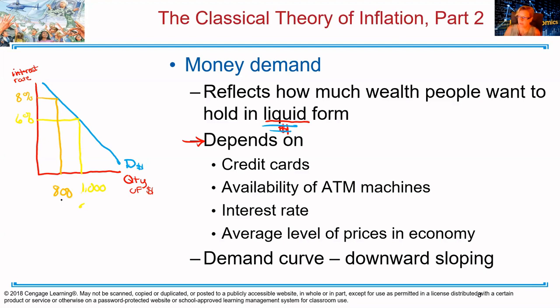Now let's think about why that would be true. Because people don't want to hold money in its liquid form because the opportunity cost of holding money increases as the interest rate increases. Because you could put it in a savings account and you could be earning that interest. So one of the things that we know is the demand for money is downward sloping. Why? Two reasons. One, as the interest rate increases, the opportunity cost of holding money in its most liquid form increases.